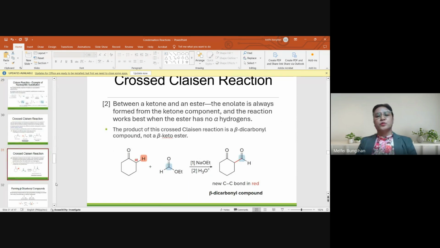So between a ketone and an ester, it's also possible, right? Because of the presence of an alpha hydrogen here. Okay. So your enolate is your cyclohexanone, and then it reacts with your ethyl acetate to form your dicarbonyl compound. Right?